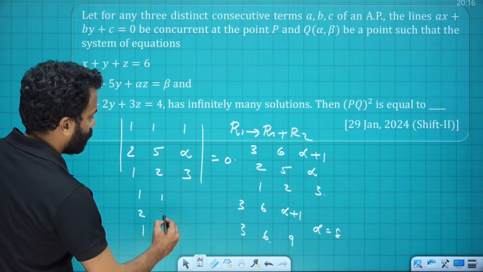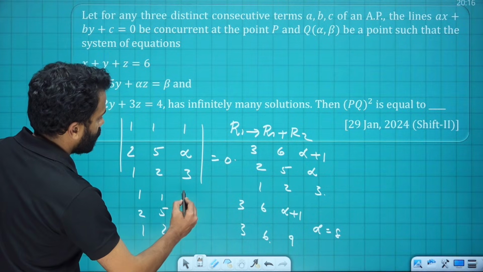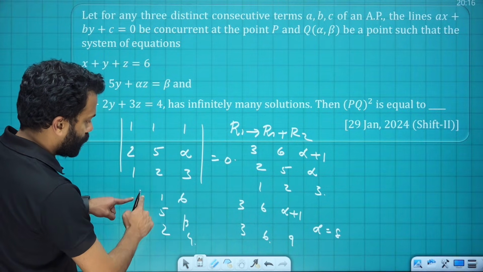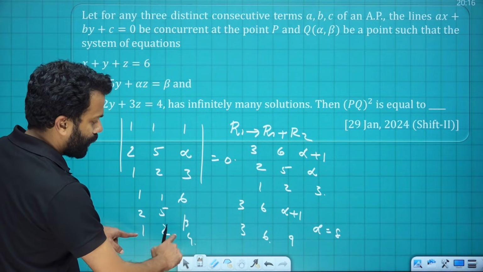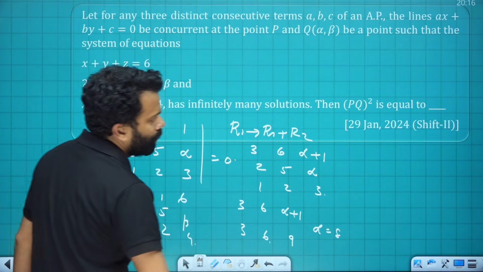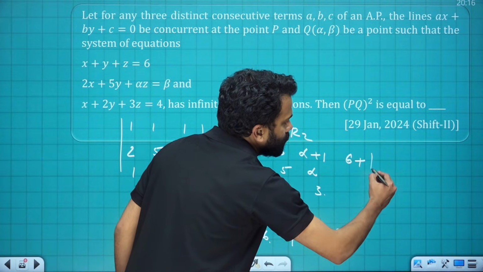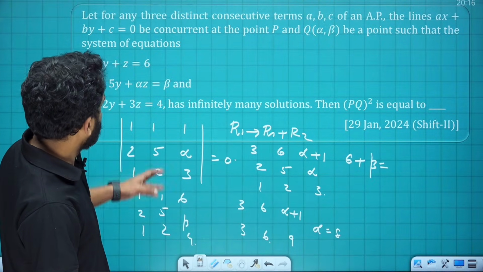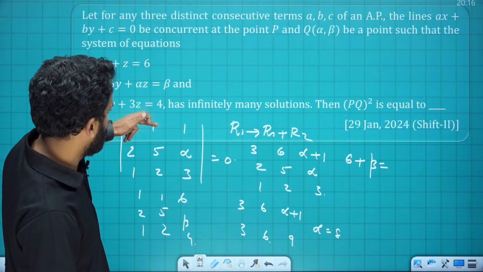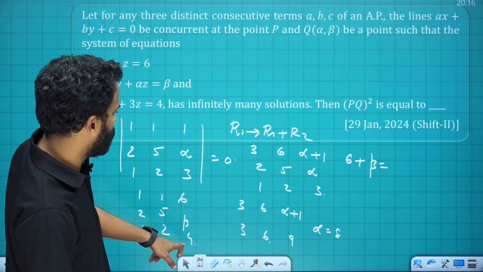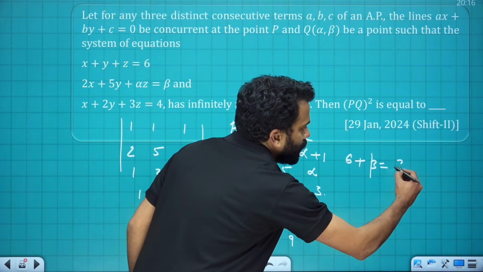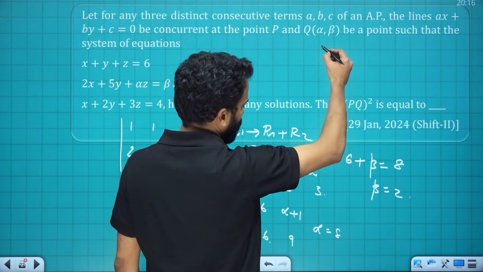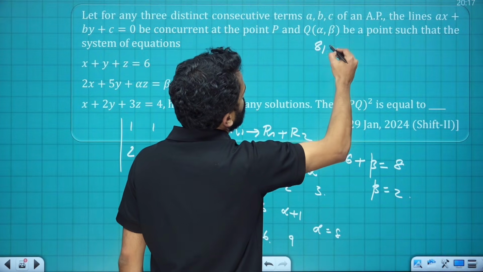Likewise we can go for beta also, that is 1, 2, 1; 1, 5, 2; 6, beta, 4. Okay, if you add these two, it should be double of this one. The value should be equal to 2 times this one. Therefore, 6 plus beta is equal to 2 times this value, that is equal to 8. Therefore, beta is equal to 2. Therefore, alpha beta is 8, 2.